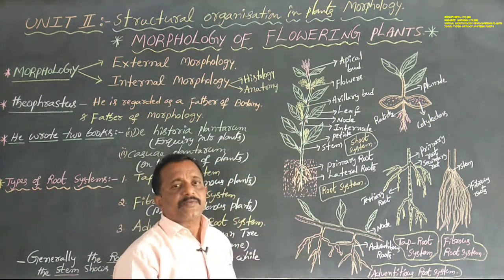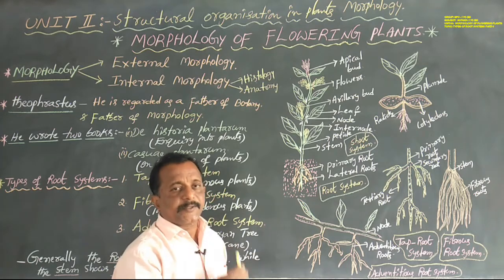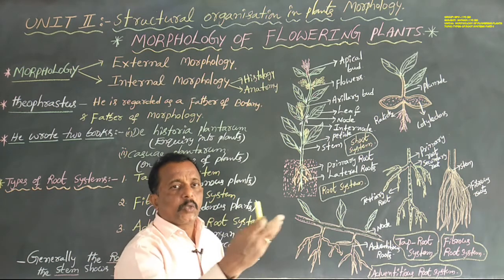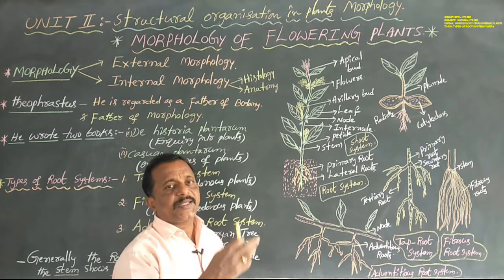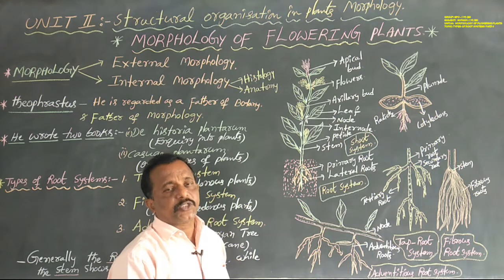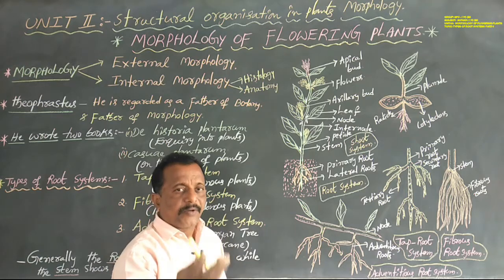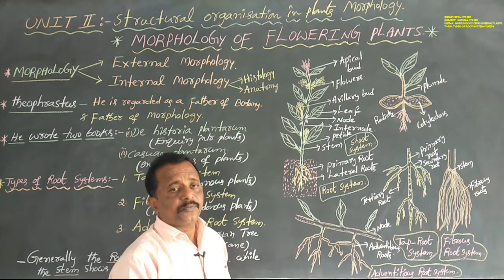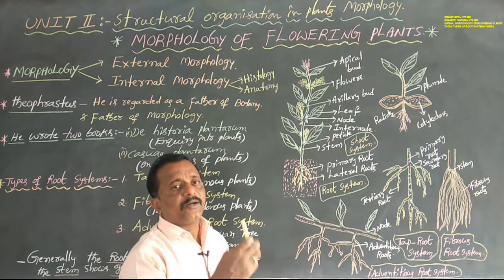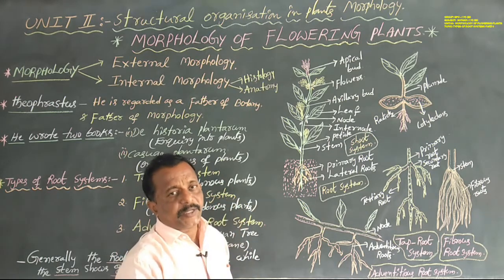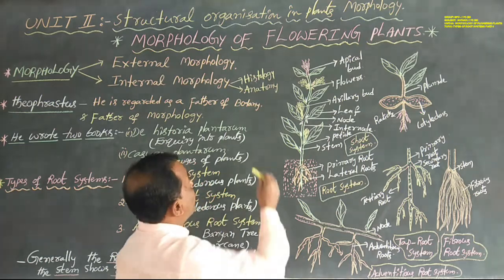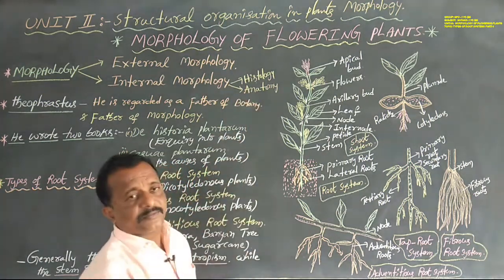What are the different types of tissues? That is parenchyma tissue, collenchyma tissue, sclerenchyma tissue as well as meristematic tissues. Overall, meristematic tissue, simple tissue, complex tissue and vascular tissues. These are the different types of tissues present in the plant body, that is called histology.